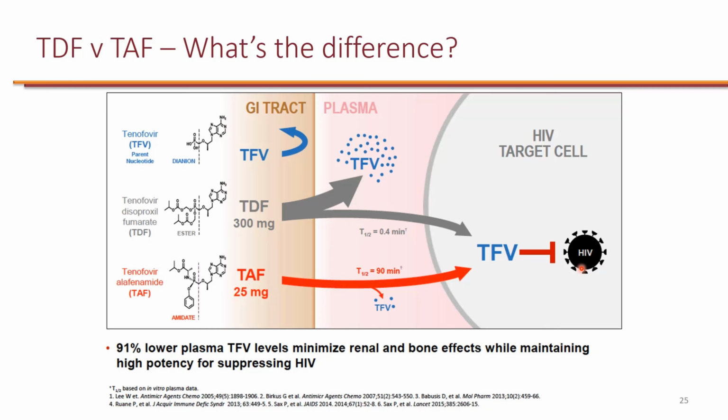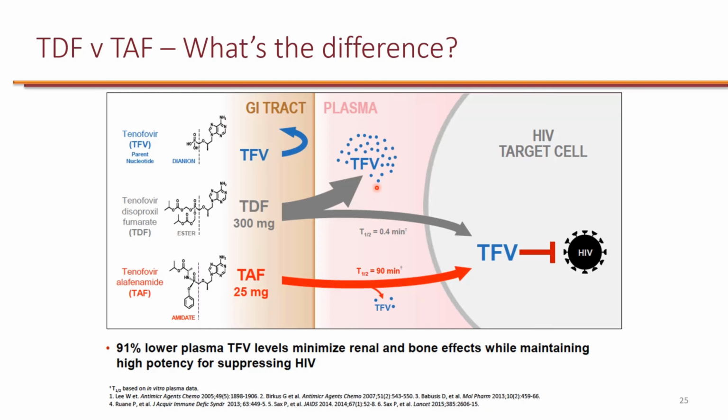Now the problem is the majority of this tenofovir is staying in the plasma where we don't need it. And guess where it goes? It goes to the kidneys. It's going to go to the kidneys and it's going to cause nephrotoxicity. It's also going to go to the bones and cause bone mineral loss, things that we do not like.